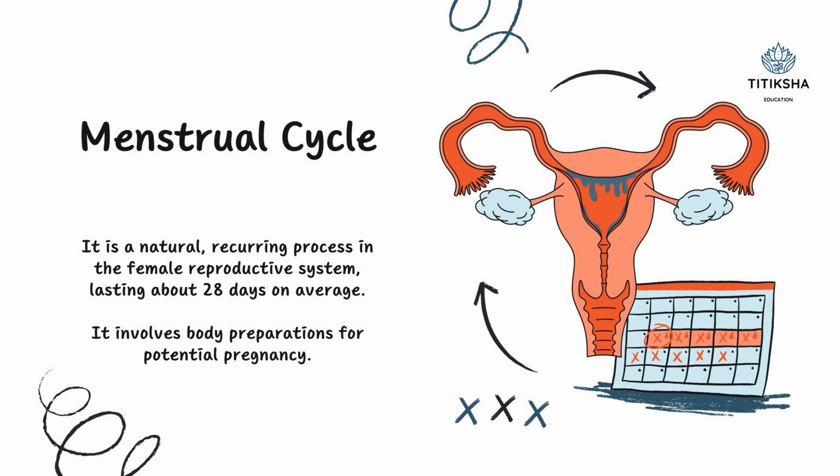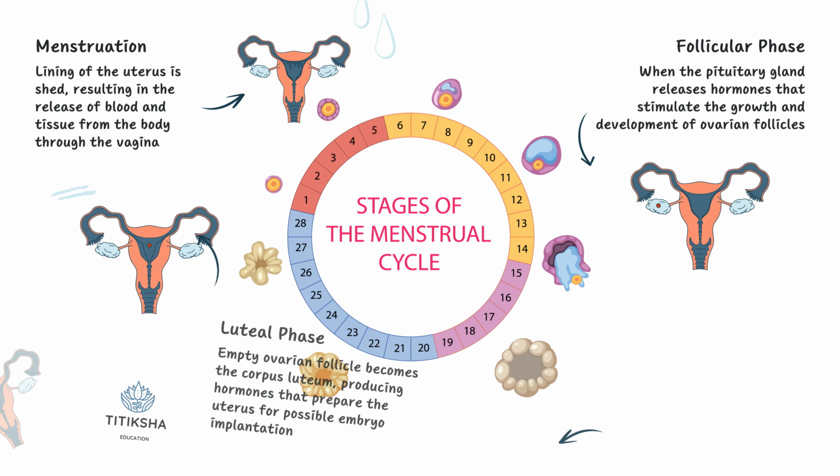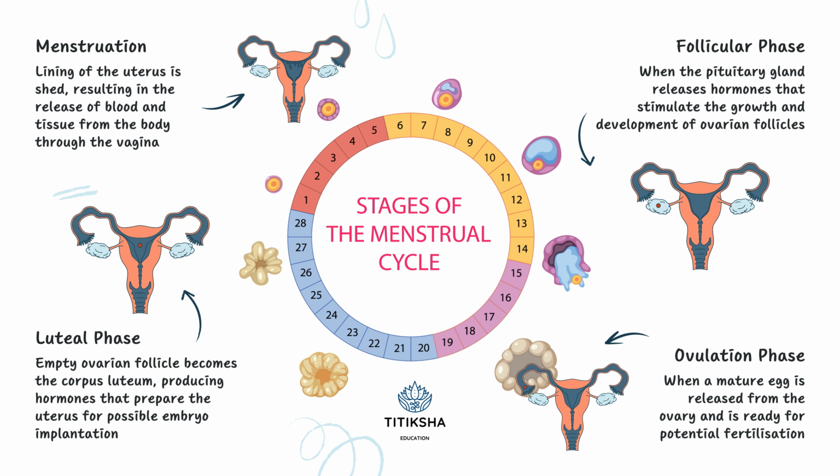Menstrual cycle. It is a natural, recurring process in the female reproductive system, lasting about 28 days on average. It involves body preparations for potential pregnancy. Menstruation. Lining of the uterus is shed, resulting in the release of blood and tissue from the body through the vagina. Follicular phase. When the pituitary gland releases hormones that stimulate the growth and development of ovarian follicles.